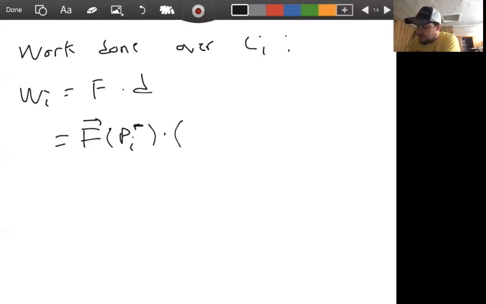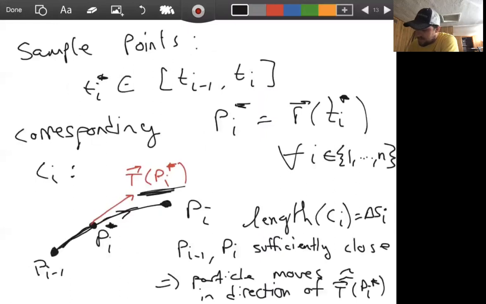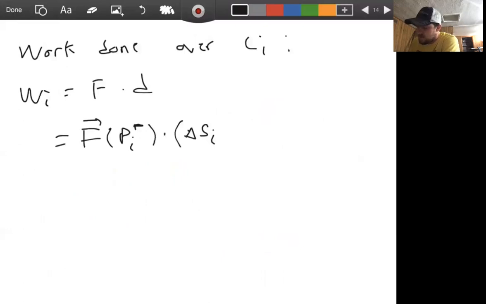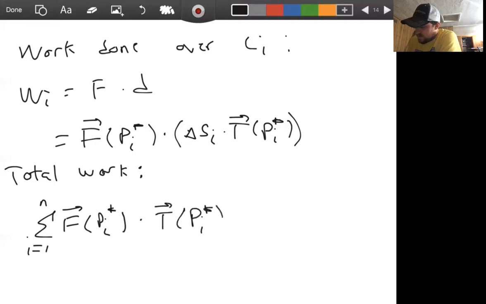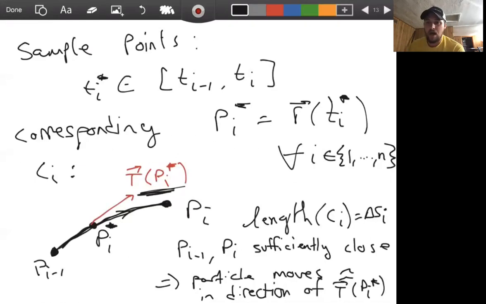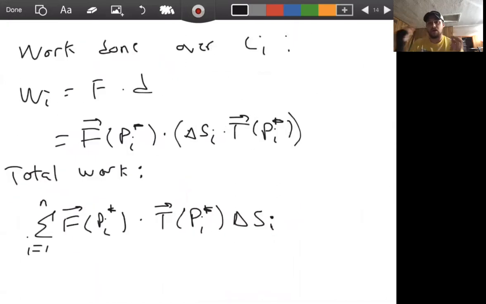And then what's the distance? Well, the total distance is the arc length, right? It's this length of the curve, which is delta s_i, but we also need to indicate what direction we're traveling in. So this is times, and again, if these are sufficiently small, the direction T(t_i*), the tangent vector at this point. And so therefore, for the total work, you could take the sum from i equals 1 to n of F(r(t_i*)) times T(t_i*) delta s_i. This would be the total work, because you would do this construction for every single i, for all i ranging from 1 to n, which gives you the work along the whole curve.